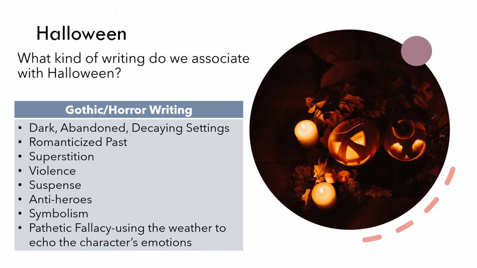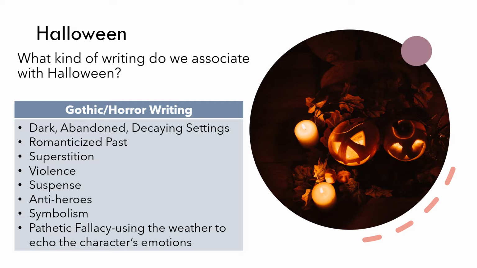You'll also get a romanticised past. So the idea of actually using romance in this genre is quite typical. If you think about things like Twilight or even Dracula, there is always a sense of the romantic to it as well. You'll also have things like superstition, violence, suspense, anti-heroes, symbolism, and pathetic fallacy.